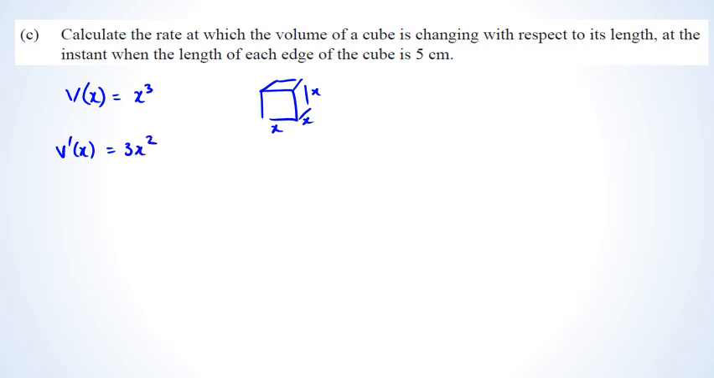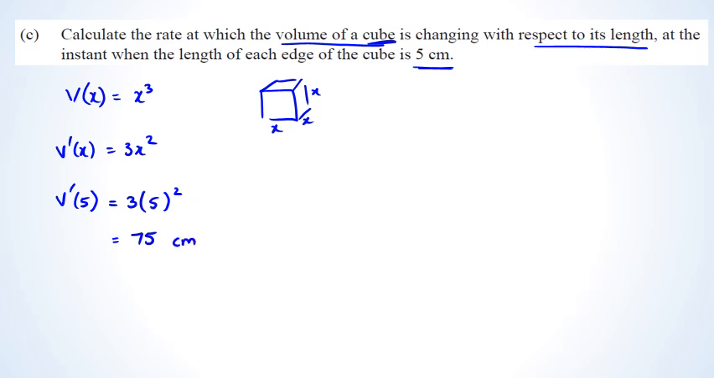And then at this point, we've got the edge of the cube is 5 centimeters. So we're trying to figure out what V dash of 5 is, which is equal to 3 times 5 squared, which equals 75. And the way we write it is, if you think about it, this is the rate at which the volume of the cube is changing with respect to its length.